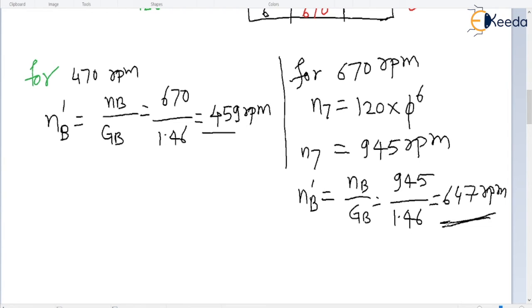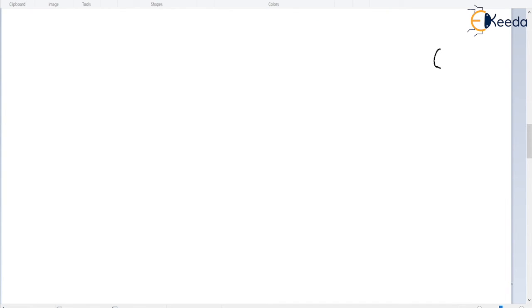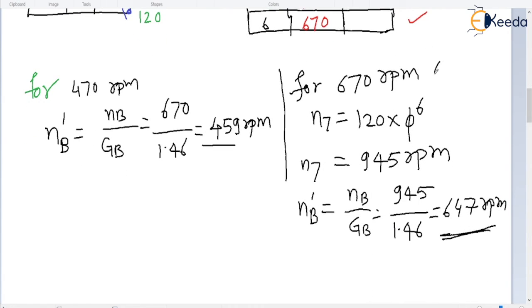As the deviation is for the last speed, that is N6, we have used the additional speed N7.